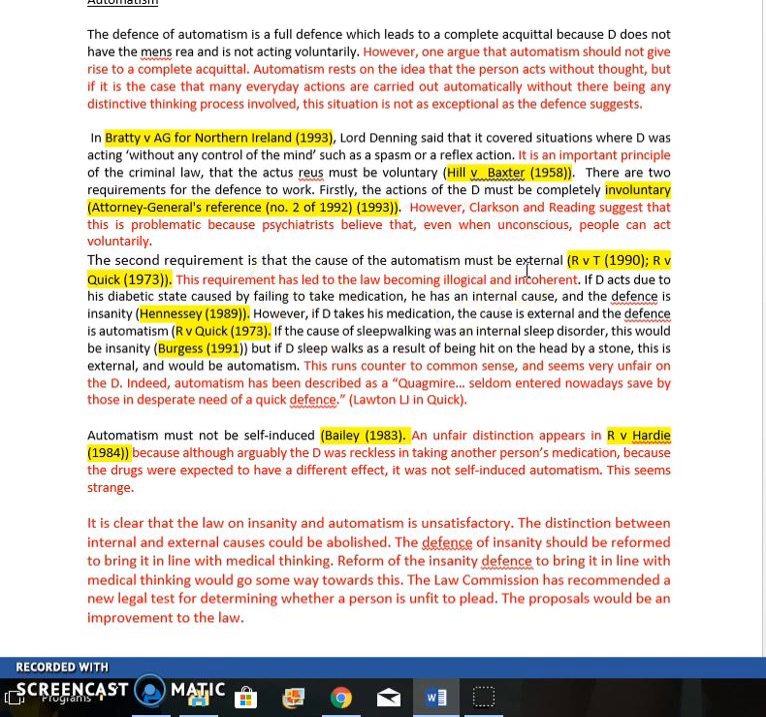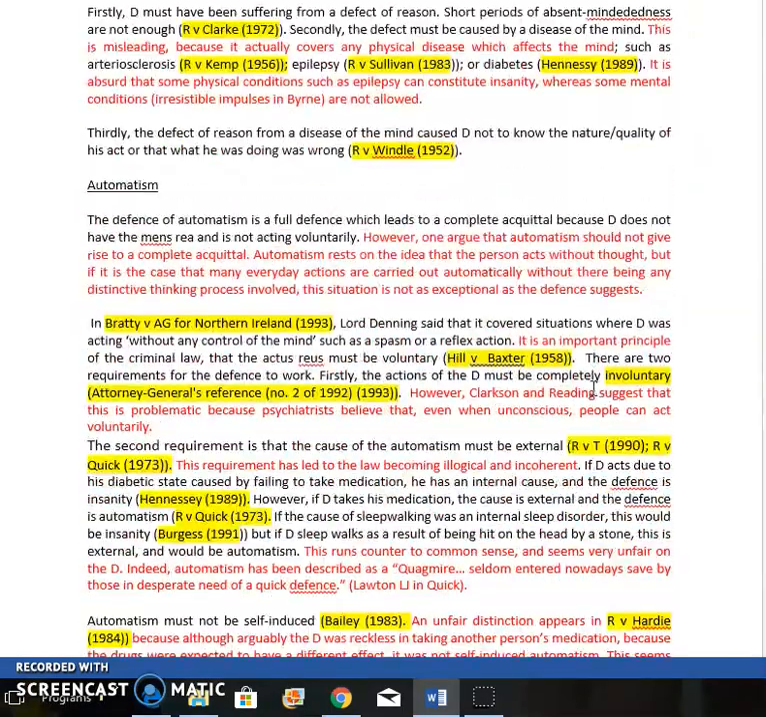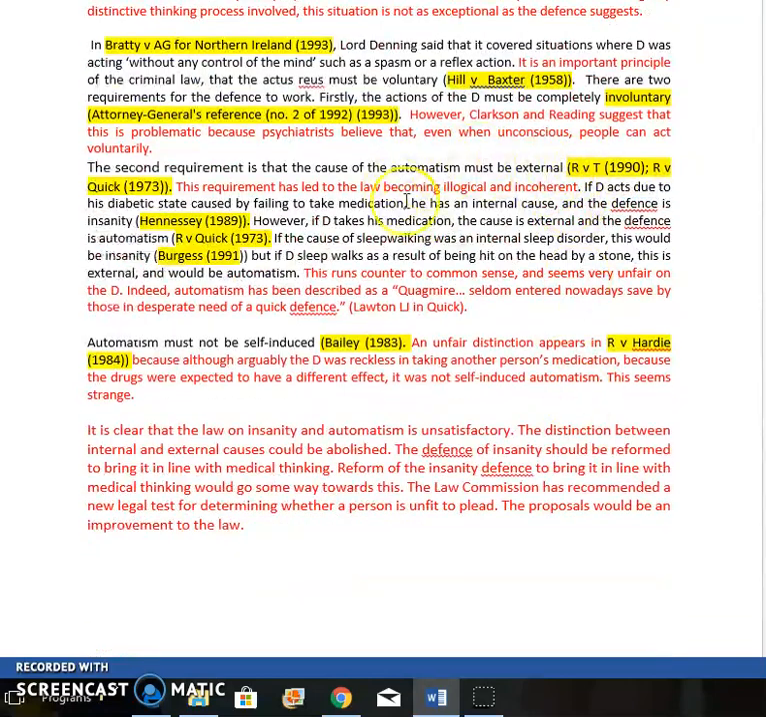And it's this requirement for an external cause for automatism which has led to the law becoming illogical, incoherent. If we scroll back up here to remind ourselves, it's the internal-external distinction. If a diabetic doesn't take their drugs, that's an internal cause, insanity. If a diabetic does take their drugs, that's an external cause, automatism. And of course, that's completely illogical because it's the same disease that has led to the defendant doing something, but the defence is different. That's illogical, that's unfair.